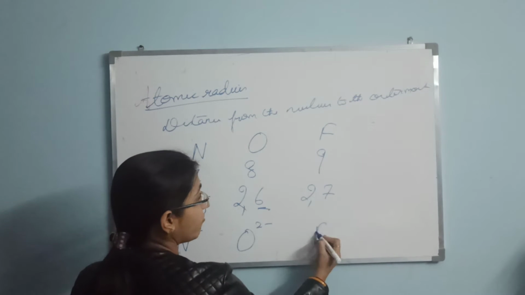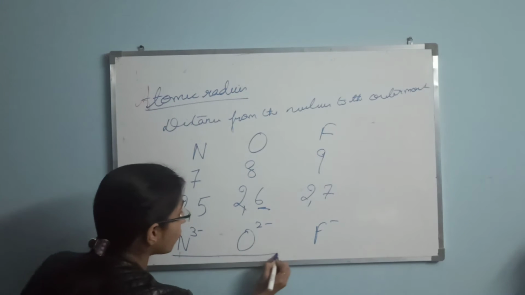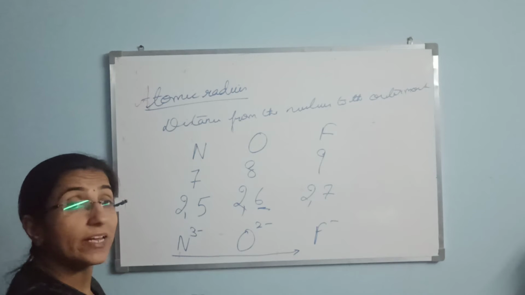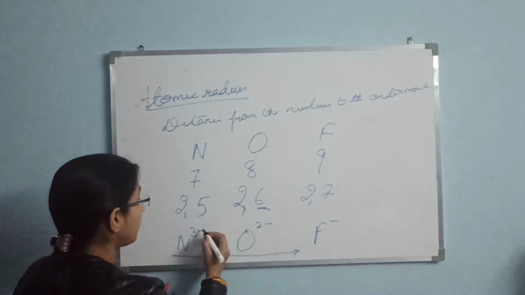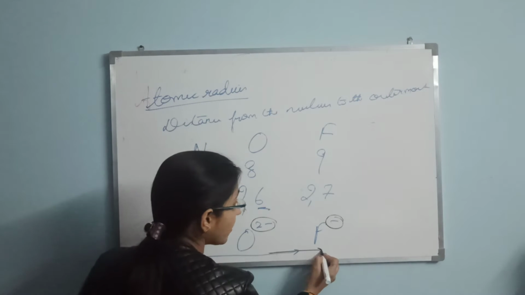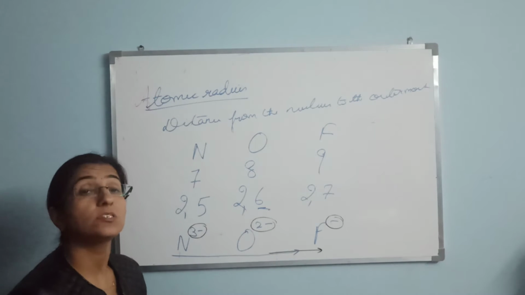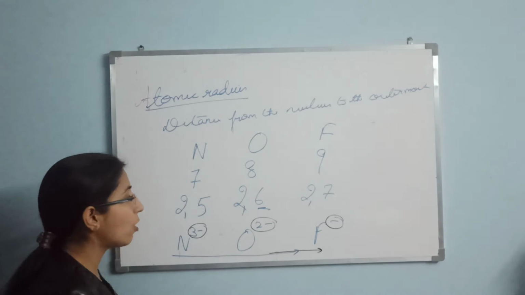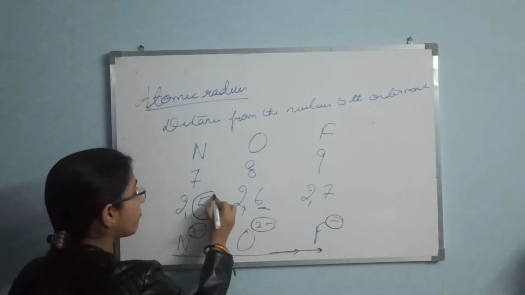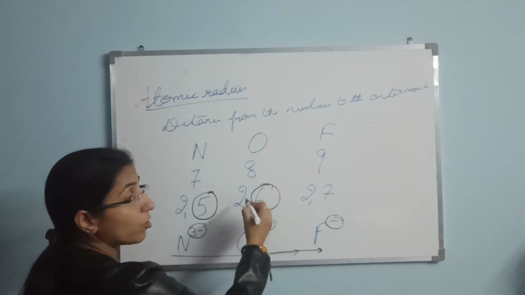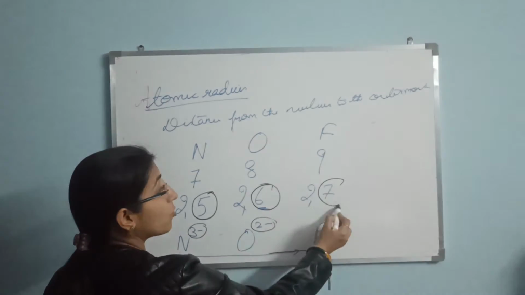Fluorine becomes F negative. So when we are moving across the period, the nuclear charge is increasing. And why is the nuclear charge increasing across the period? Because the pull of electrons towards the nucleus is increasing. See how: here there is a pull of 5 electrons towards the nucleus, now here comes the pull of 6 electrons, and here comes the pull of 7 electrons.